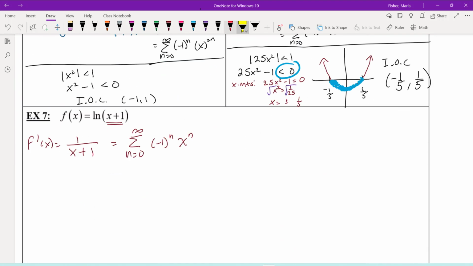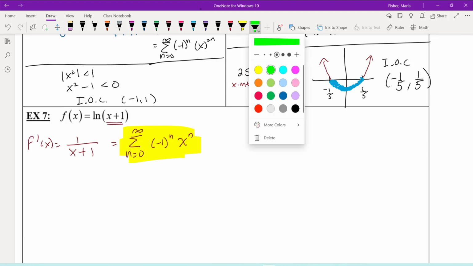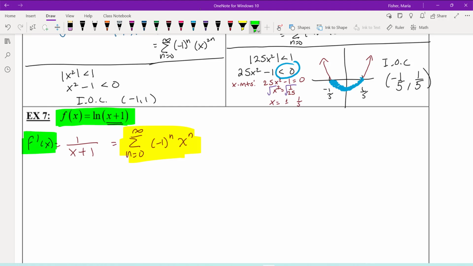Well, now that I have a series, I can go back to the original. Well, how do I go back to the original? Well, if I have the derivative, to go back to the original, just like we did in section 9.8, we integrate. So in order to find the natural log of x plus 1, I'm going to have to integrate this. So when I integrate this guy right here, I know it's going to be C plus, and then it's the same here. It's that sum from n equals 0 to infinity.